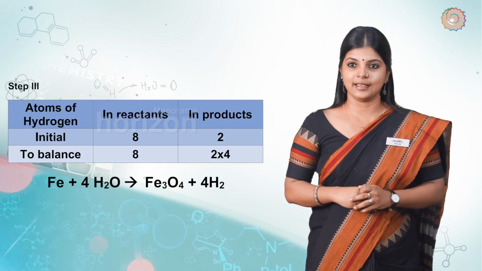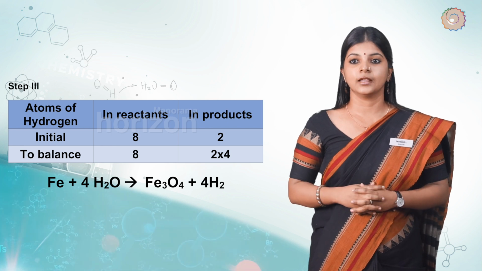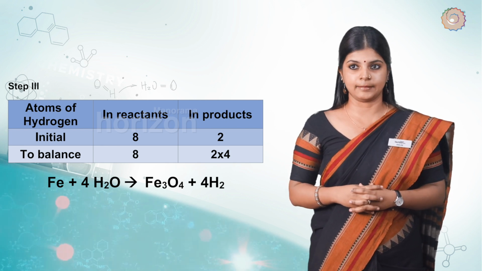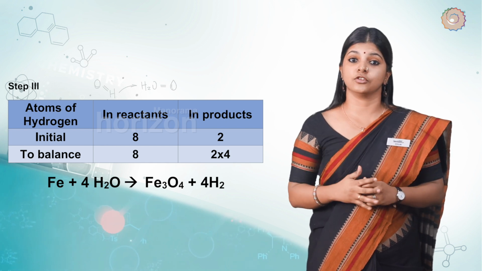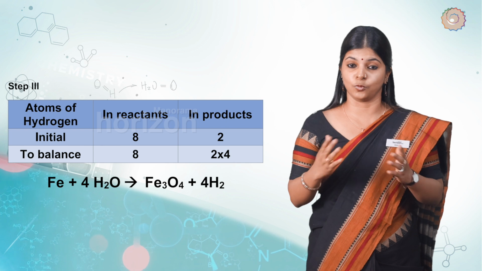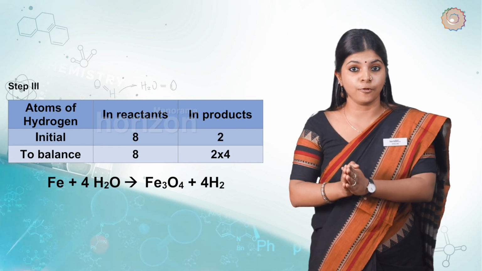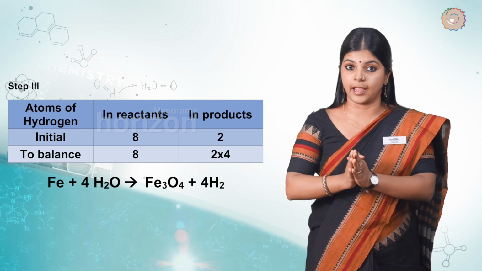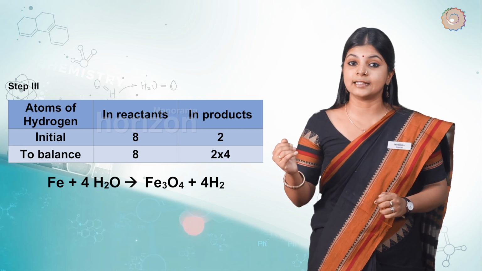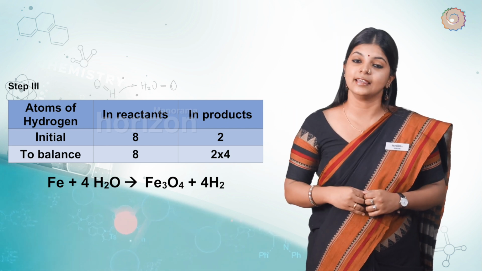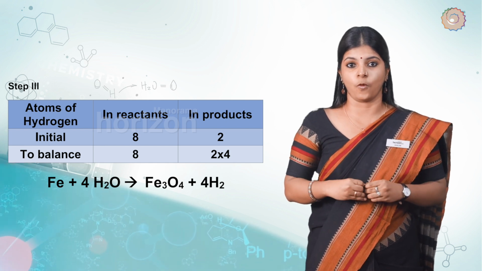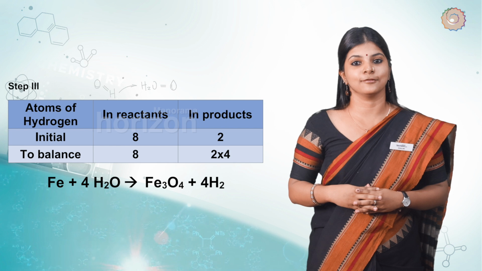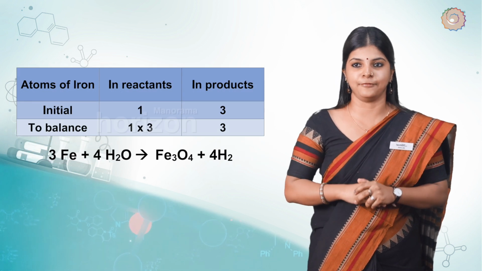Now step number 3 is to balance the remaining atoms. Next I am going to balance the hydrogen atoms. As you can see, on the left hand side there are 8 atoms, whereas on the right hand side there are just 2 atoms. So what can we do? I'm going to multiply by 4 on the right hand side, that is in front of H2, so as to get 8 atoms both on the LHS and the RHS, and the equation becomes Fe plus 4H2O giving Fe3O4 plus 4H2.